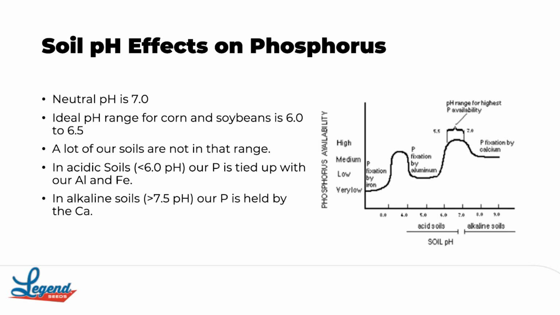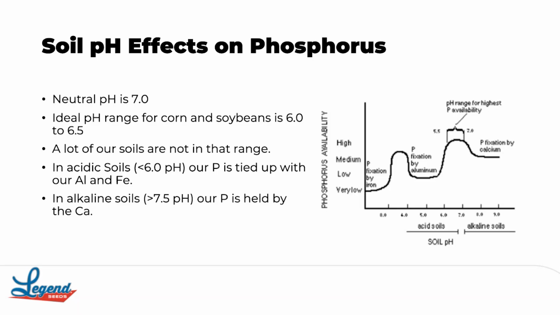But the thing is, a lot of our soils are not. That's what our soils are. That's what the glacier gave us, depending on where you are in the world. So what causes that with the pH? In our acidic soils, which is less than 6 pH, our phosphorus is tied up in our aluminum and iron. In our alkaline soils, which are 7.5 pH and above, a lot of it's being tied up by the calcium in our soils. If you look at that graph, again, a little bit busy, but it shows the availability in the soil that plant can take up.